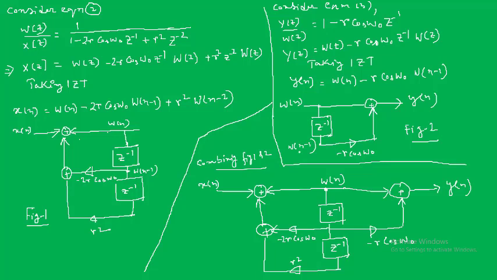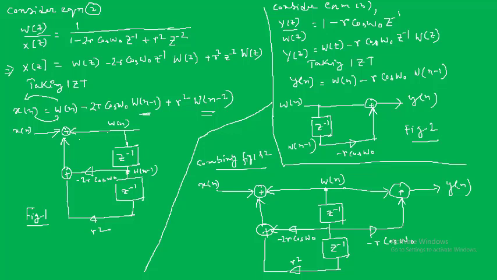So w of z by x of z, cross multiplying, what we are getting is x of n equal to w of n minus this thing. So you can take w of n on this side and x of n on this side. Then we will be representing w of n in terms of x of n and the previous values of w, that is w of n minus 1 and n minus 2, up to n minus 2 only. So we have 2 delayed versions of w.